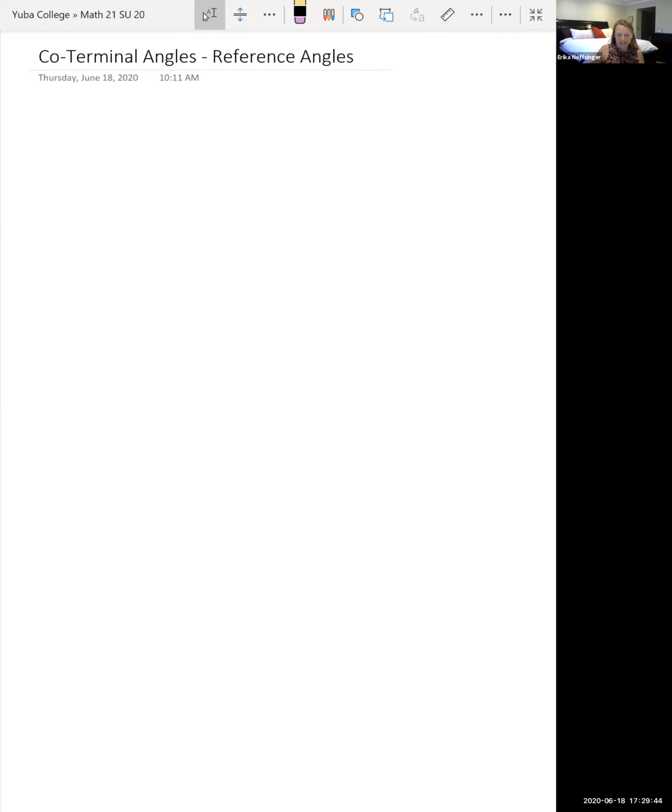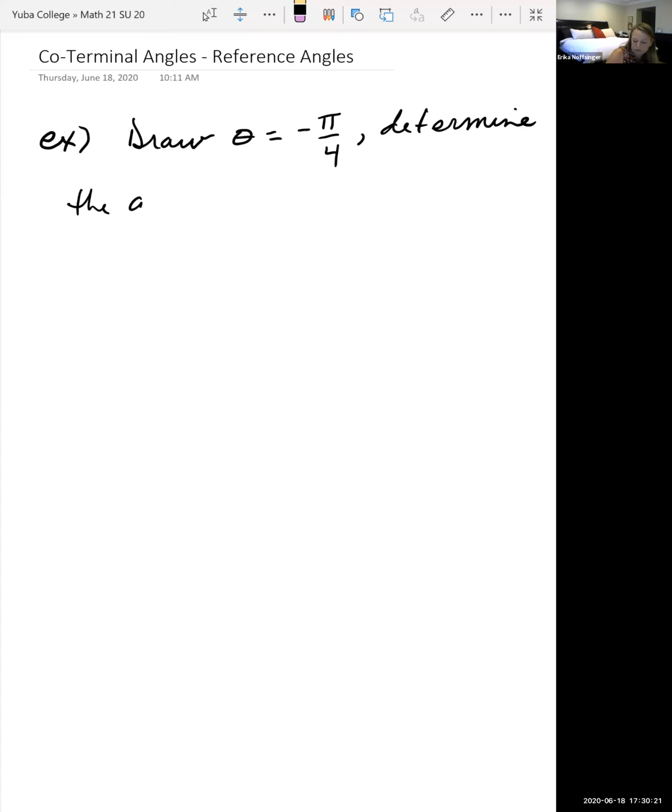Okay, so we just got into 7.4 in the chapter of the book that we're using, talking about coterminal angles. Recall we were looking at angles and drawing angles. For example, let's say it says draw theta, which is equal to negative pi fourths, and determine the quadrant theta lies in.